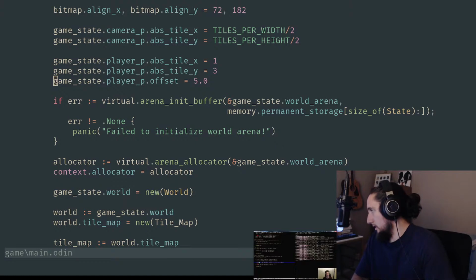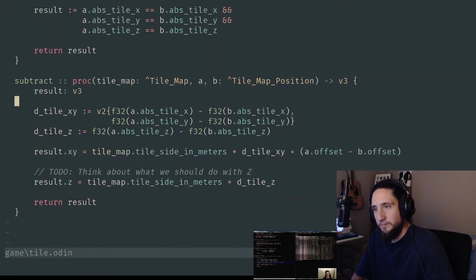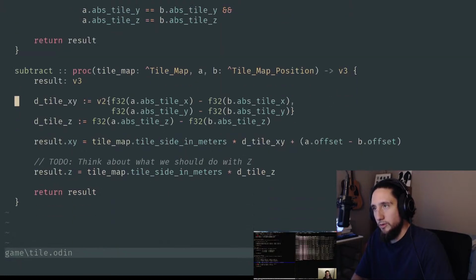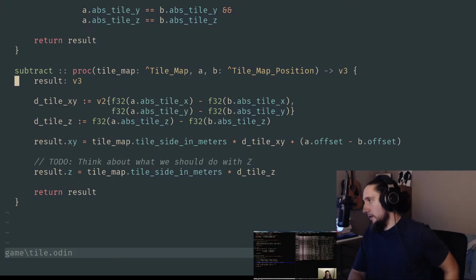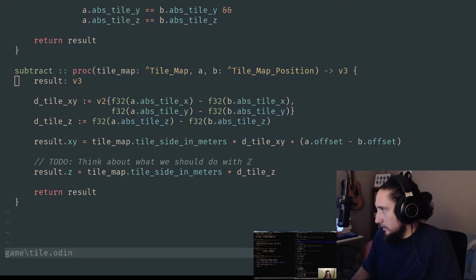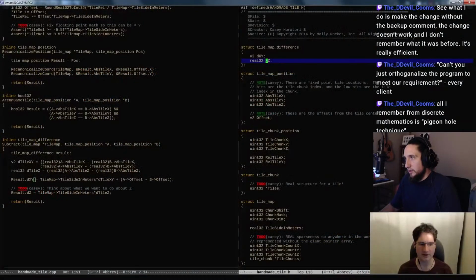So yeah, let's see. I think that's fine. If I go back into tile here, we don't even need to worry about what he was just doing. And he's going to do this eventually anyways, I think, where he's going to just make this result be a vector 3 or a v3. But now he's just storing the x and y in one member, and then the delta z is in another.